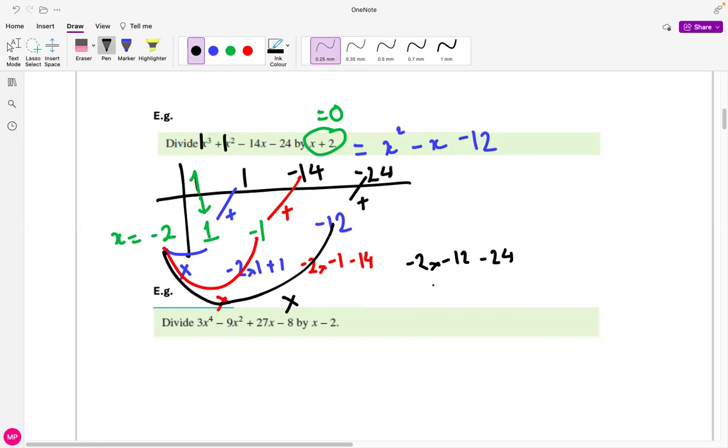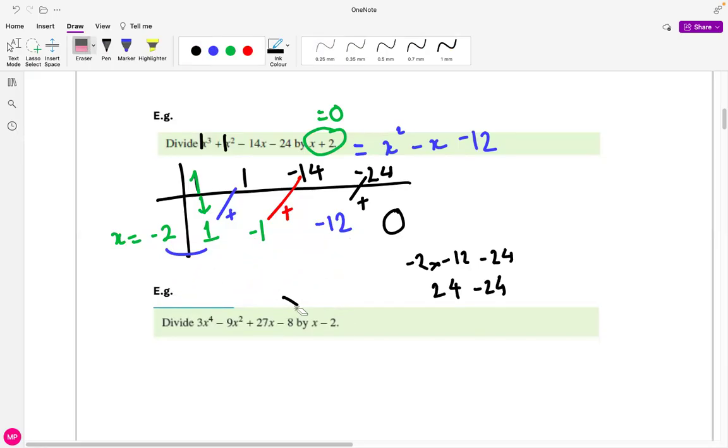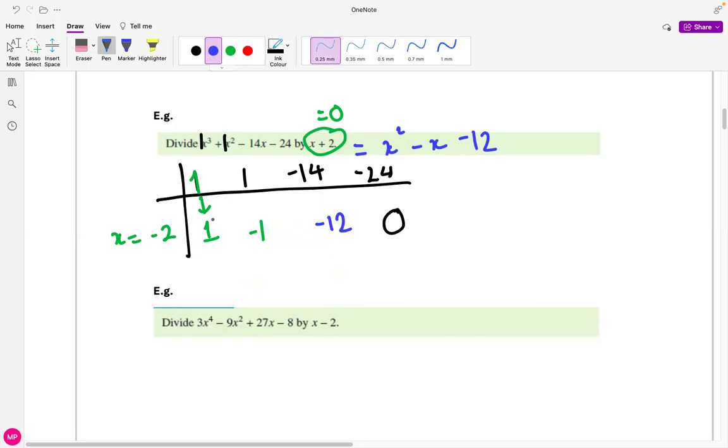Negative 2 times negative 12 is 24, minus 24 is 0. Right? Now I brought this out. Okay, it looks too messy. So you can see I have this number as my answer. So what's the answer here?